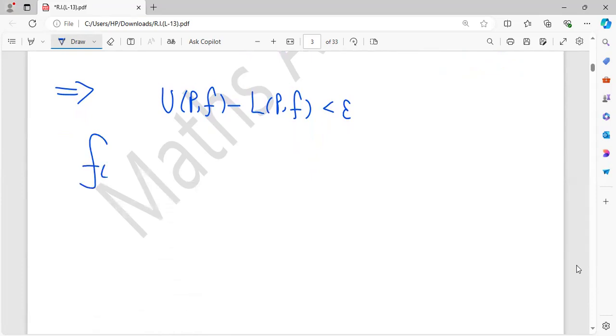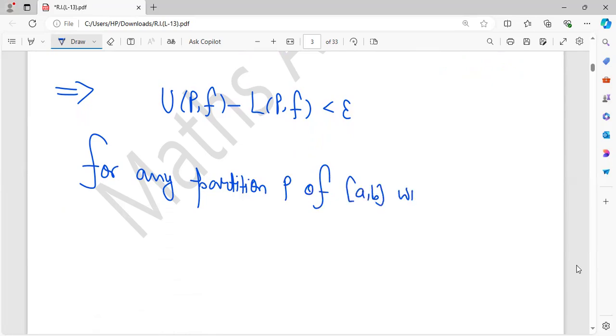for any partition P of closed interval [a, b] with norm of P less than epsilon upon f(b) minus f(a) plus 1.